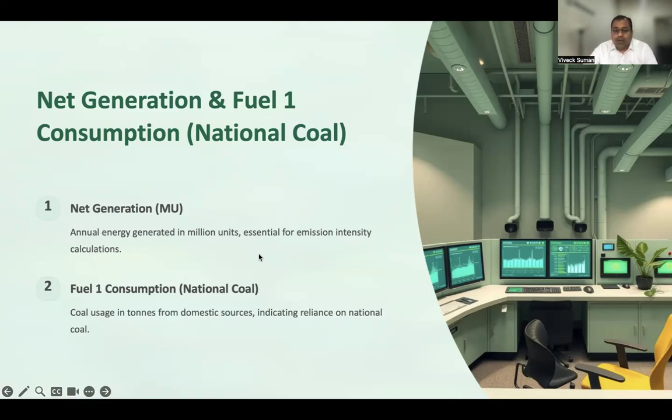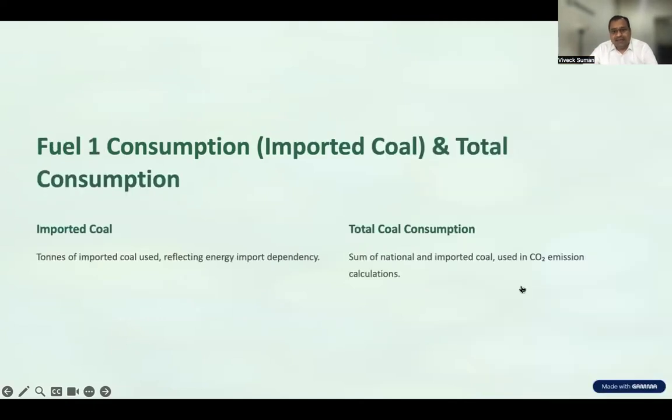Now, there is one column specifically shown for how much total consumption has happened. This is a sum of domestic and imported coal. It indicates total raw material use and is used to estimate the CO2 emissions from coal combustion. So that is the total consumption we have to look into, right?